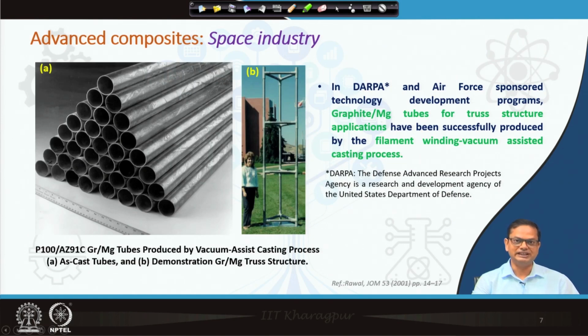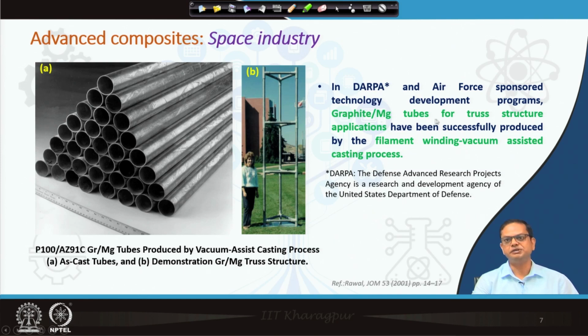This example, if you see this picture, is a graphite magnesium truss structure. Now, here these magnesium tubes you see are all as cast tubes. These tubes go through a process of filament winding, and then long graphite fibers are filament wound on these tubes to give the support. Okay. So, lightweight and at the same time extremely good stiffness, and that is why these are used as truss structures.